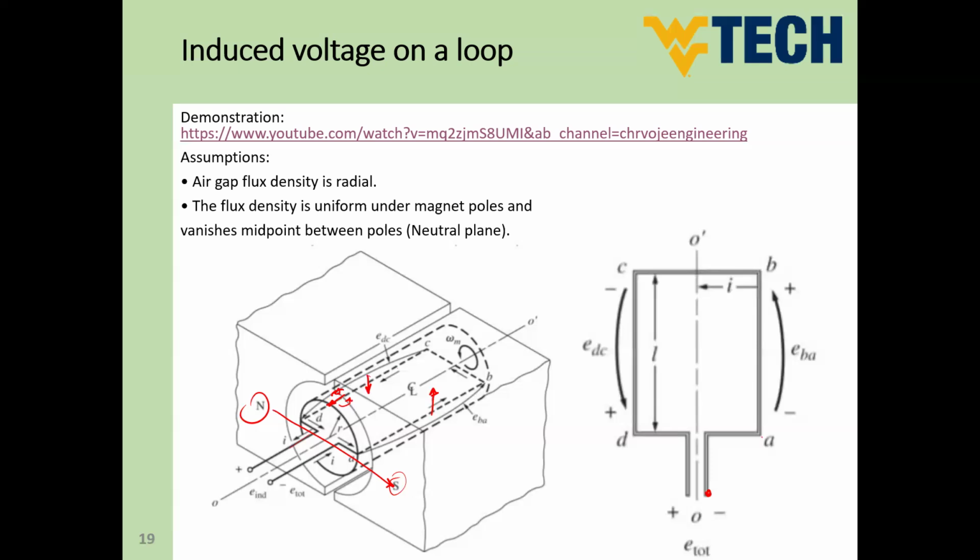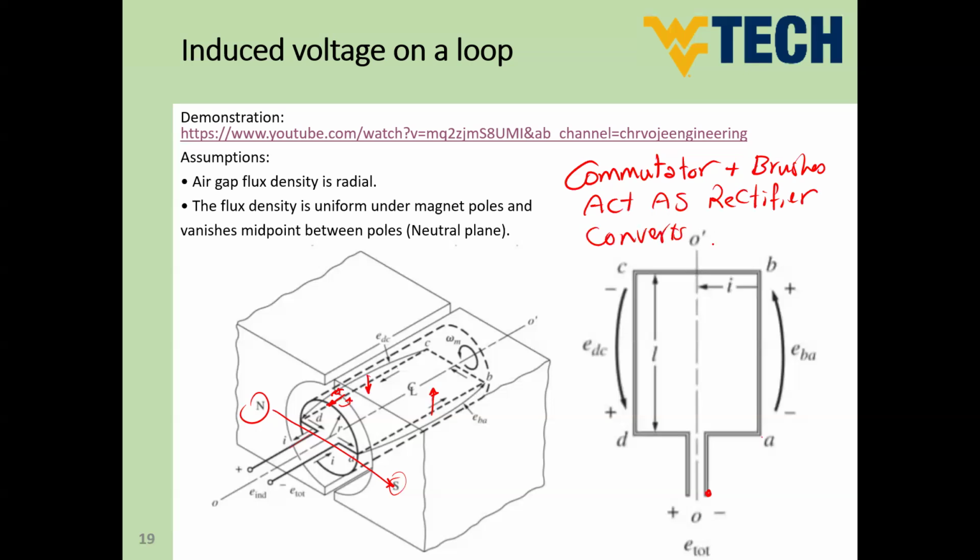So we can say that the commutator plus brushes act as a rectifier, which converts AC to DC. So this is the action that the commutator and the brushes are doing.